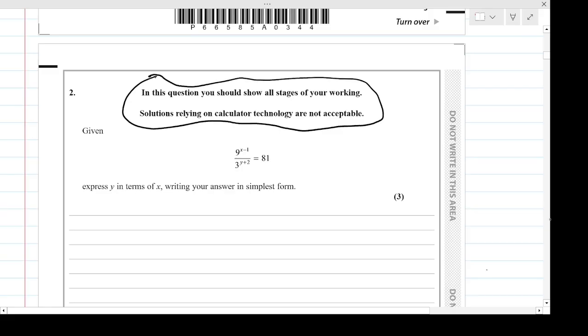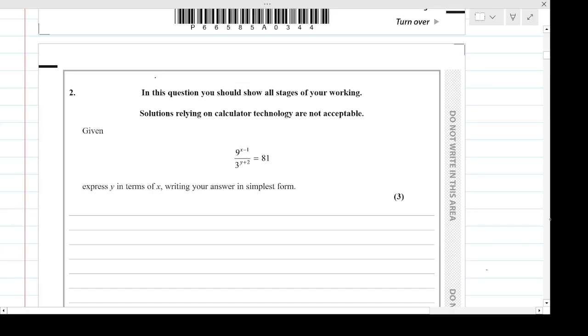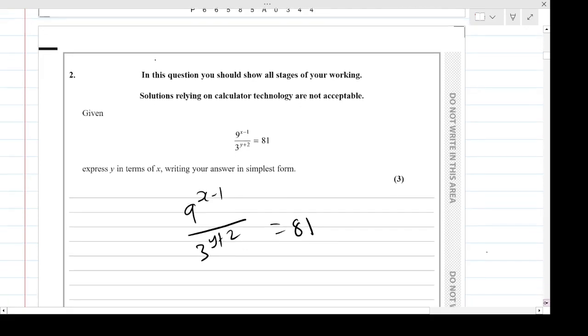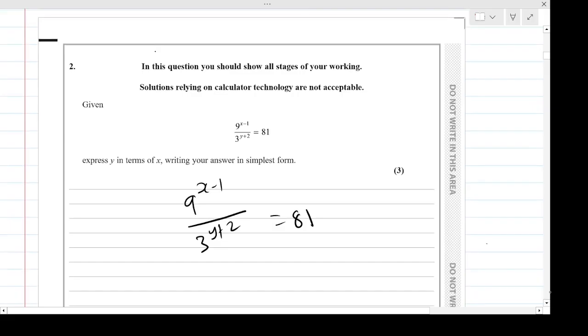That again means you can't just use your calculator to write down the answer. Okay, you must show your working. So now we're given this equation here. 9 to the x minus 1 over 3 to the y plus 2 is 81. And we're told to express y in terms of x. So y is some function of x, right? Some expression of x. Right, so hopefully you recognise we are dealing with powers here, power laws.